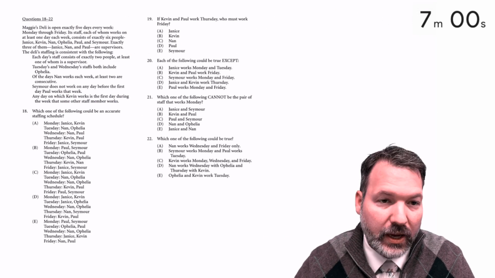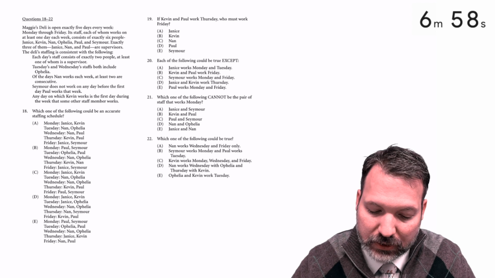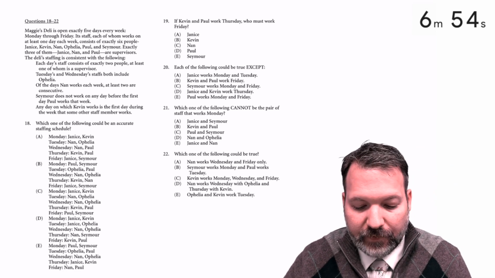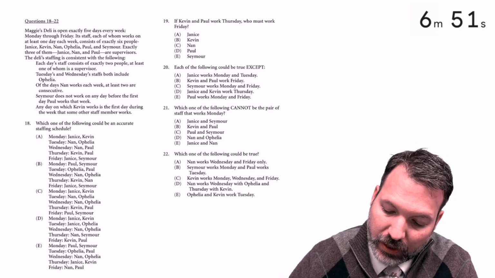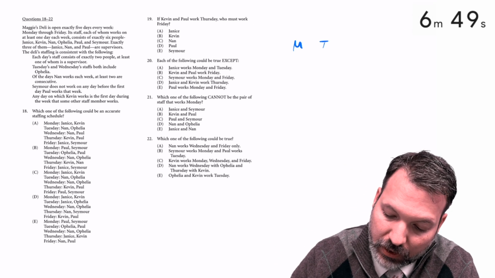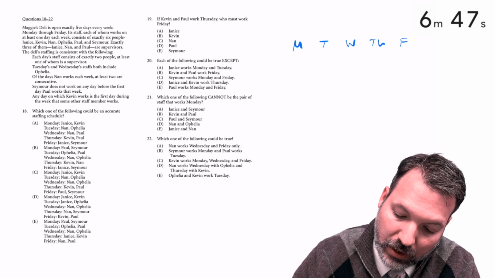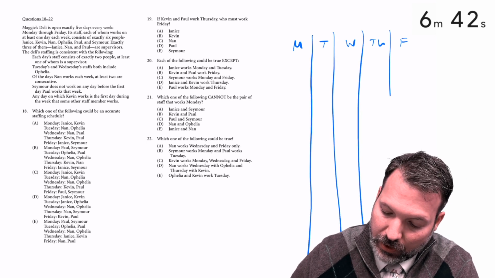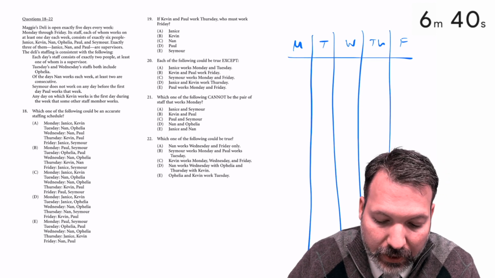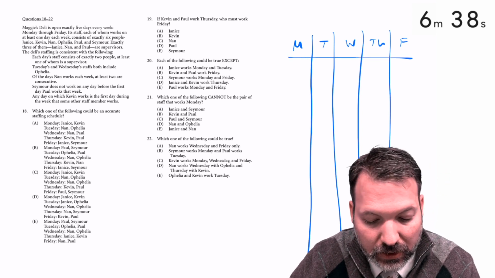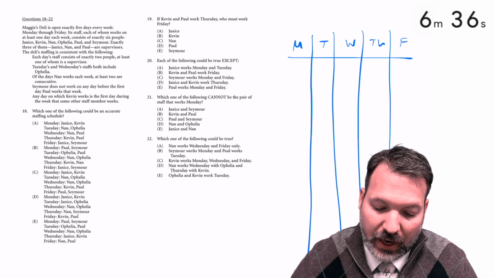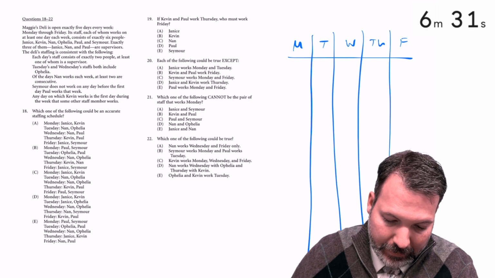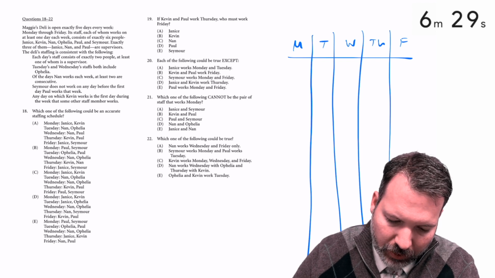Okay, last game, 18 through 22. Little short on time, 7 minutes. Let's do the best we can. Maggie's Deli is open exactly 5 days every week, Monday through Friday. So order game, Monday, Tuesday, Wednesday, Thursday, Friday. I bet my explanations are getting sparser and sparser as the game goes on. Its staff, each of whom works on at least 1 day each week, consists of exactly 6 people. So not a one-to-one order game, but should still be an order game.